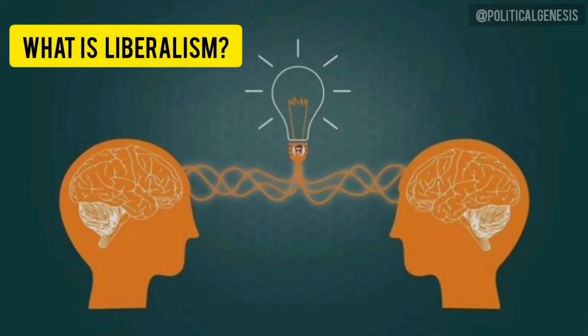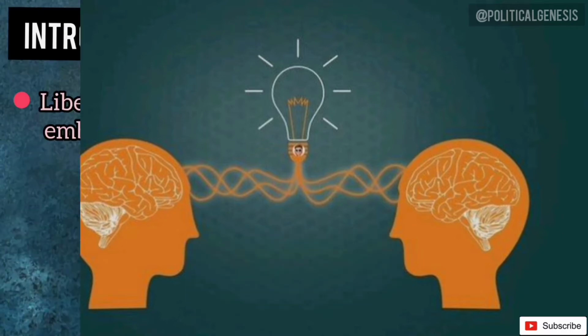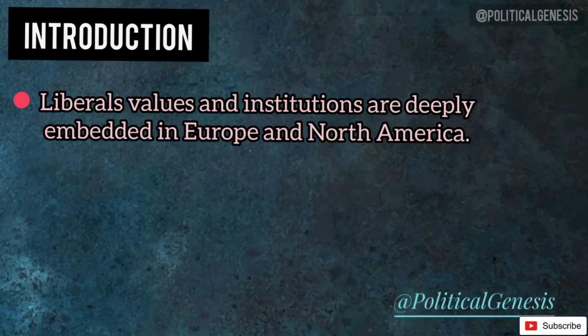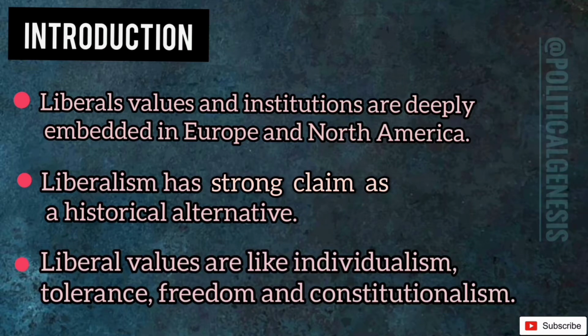In this video we shall learn what liberalism is and the core ideas in liberal thinking on international relations. Let's start. Before we start, here is an introduction. One can see that liberal ideas and values are deeply present in the institutions of North America and Europe. Liberalism has been a strong alternative to other ideologies, as we can see during the Cold War. Liberal values are individualism, tolerance, freedom and constitutionalism.